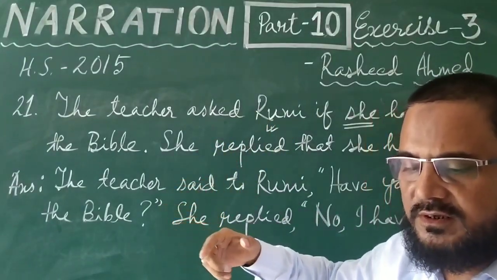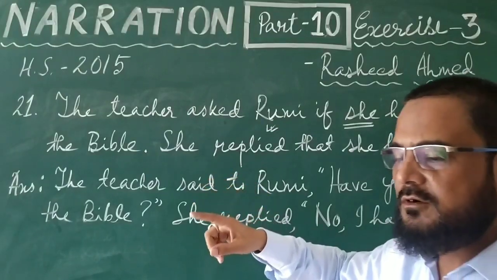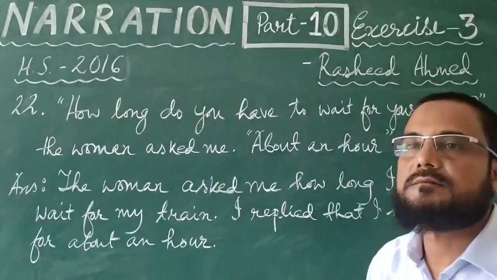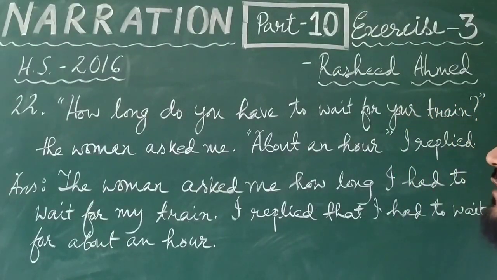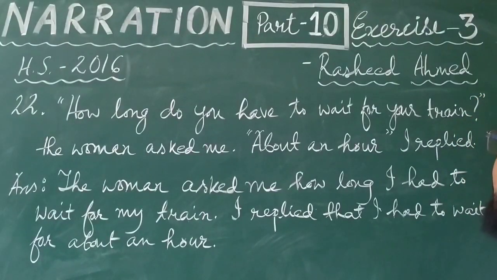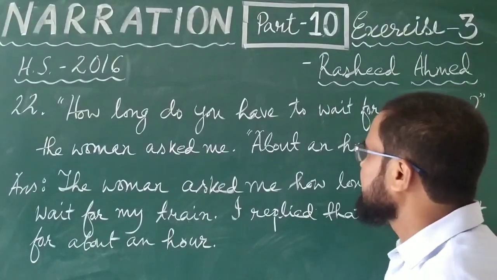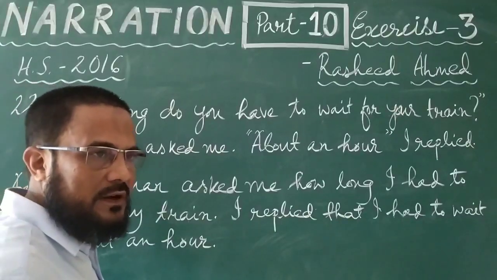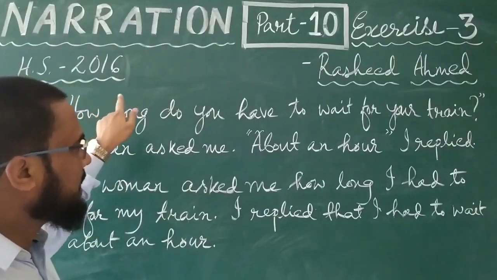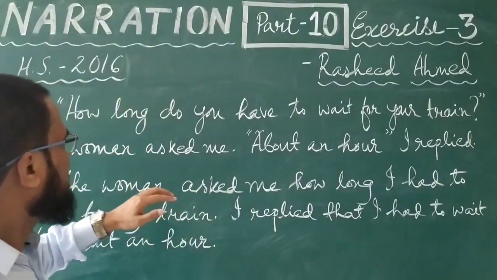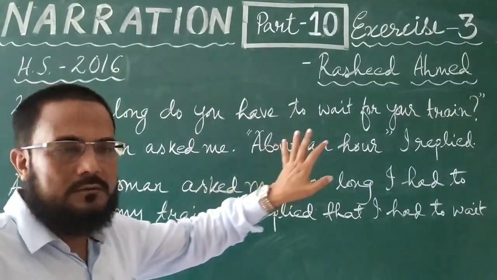And the next two questions that we will do are those that came in the following year, in 2016. The first question in 2016 was, how long do you have to wait for your train? The woman asked me. About an hour, I replied. So, how long do you have to wait? It is an interrogative sentence, and a WH word is there, which means we will write "asked" and then use this WH word. "How long" will be used. The woman asked me how long.